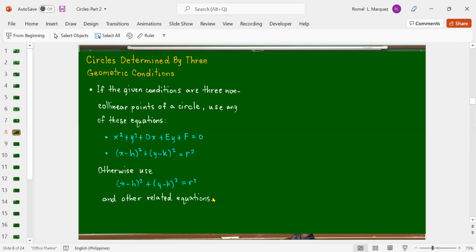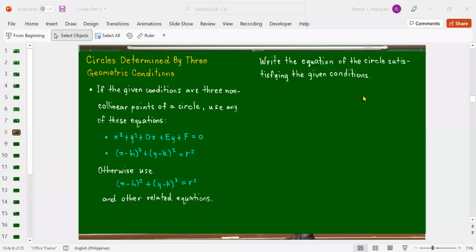Okay, let us have the following examples. Write the equation of the circle satisfying the given conditions. Number one, we have passing through -1, 2, 3, 4, and 2, -1. Since we're given 3 points, we can use either the general form or the standard form. So let us first use the general form.